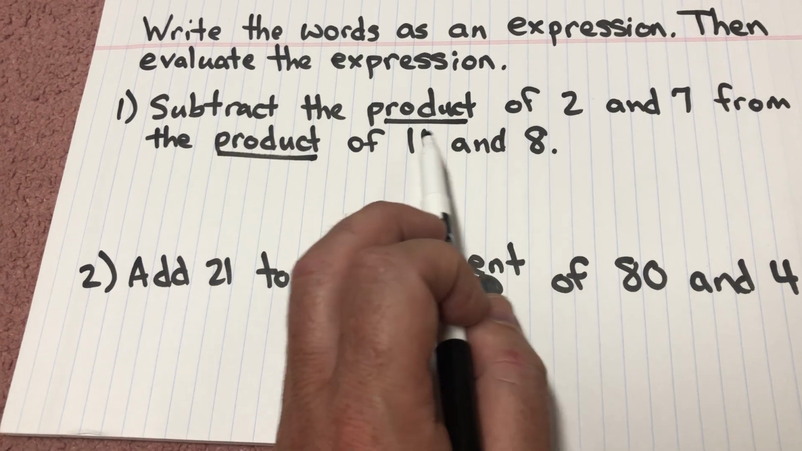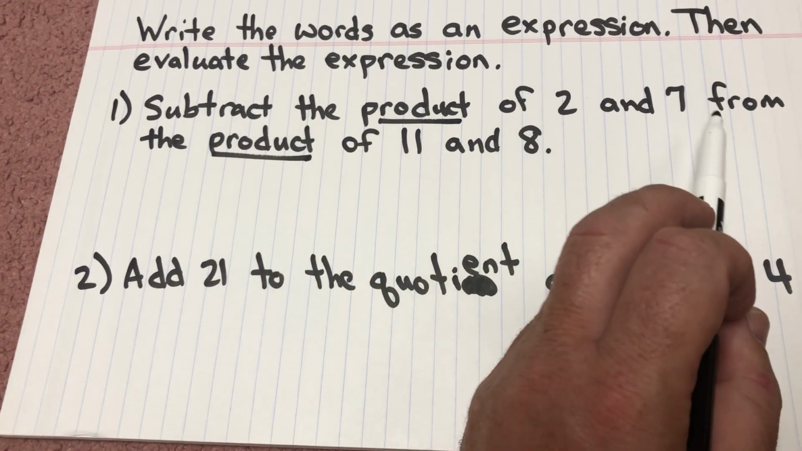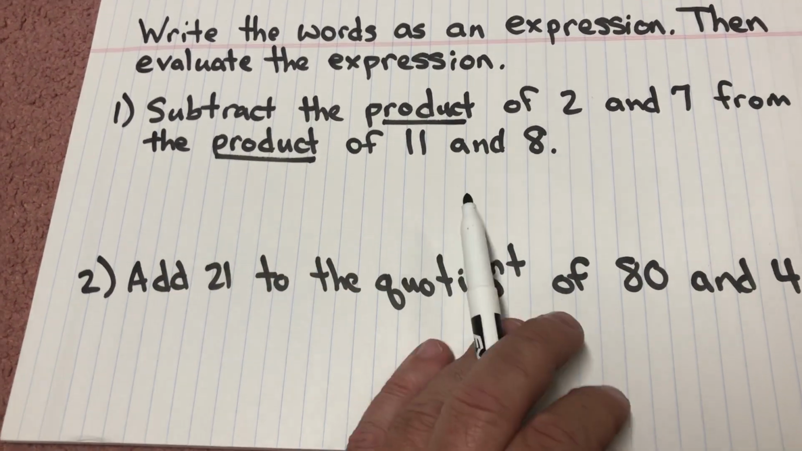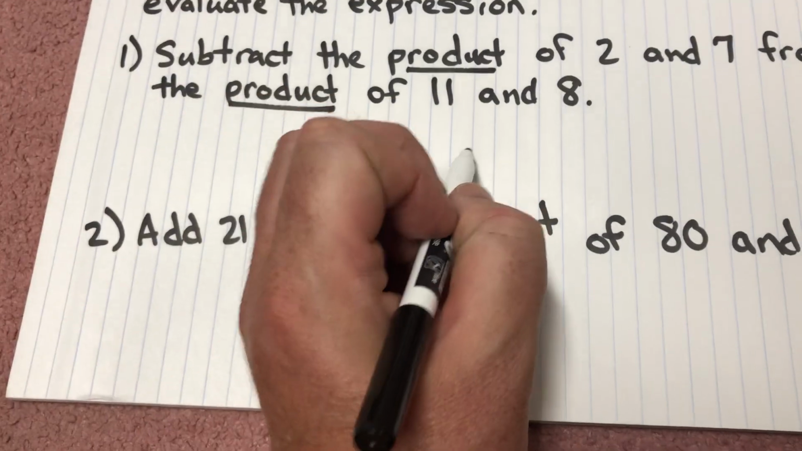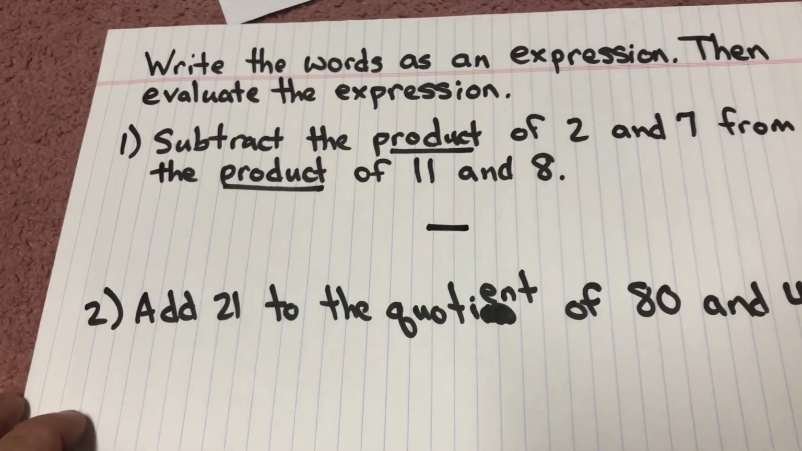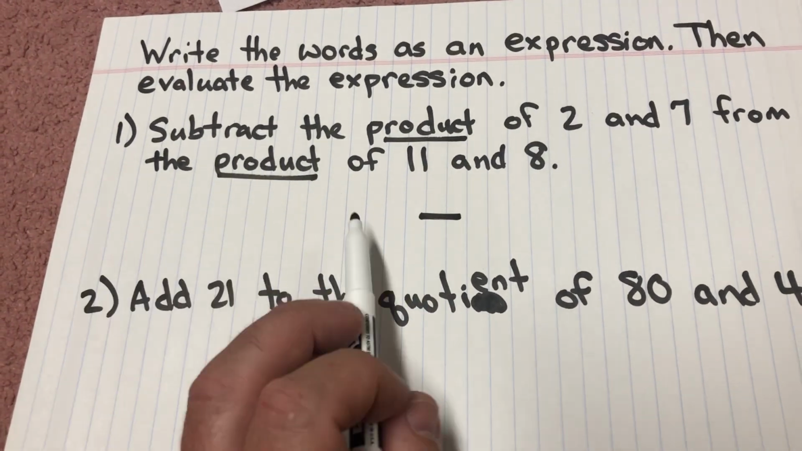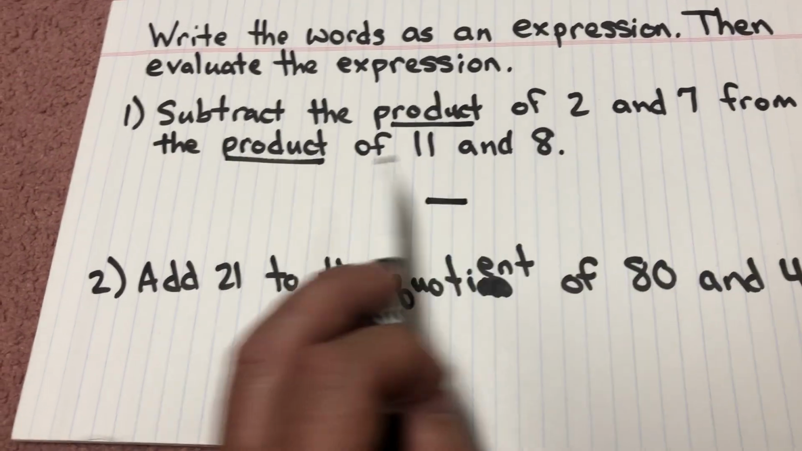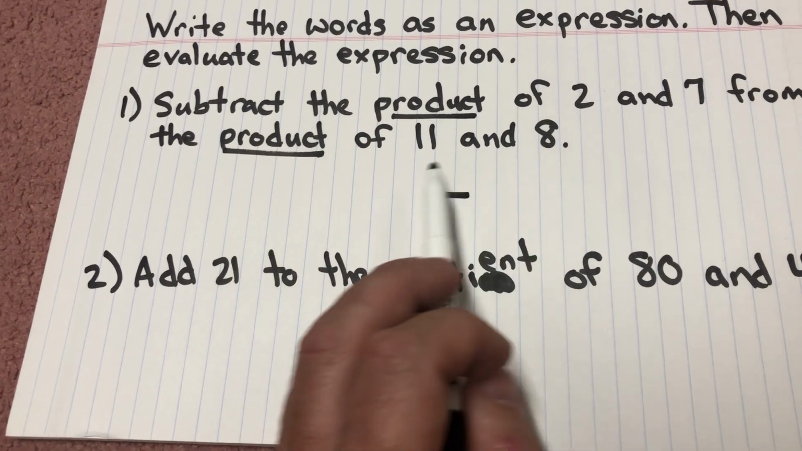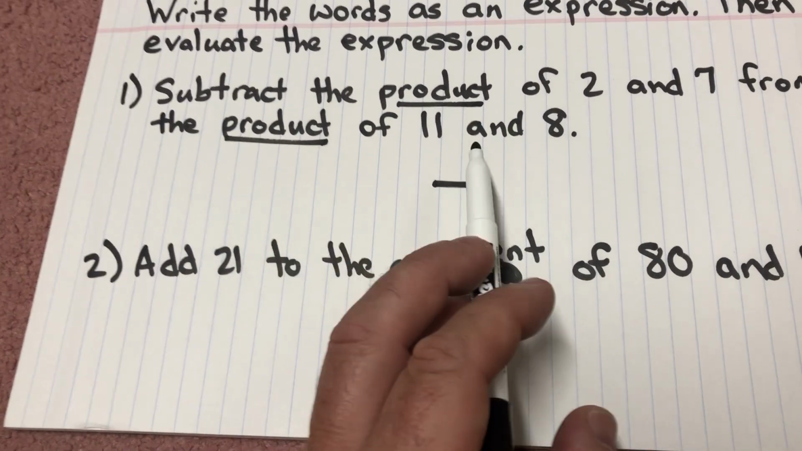So the product of 2 and 7 is being subtracted from the product of 11 and 8. So first of all, I know I have a subtraction problem, okay? I know that because it says subtract. I'm subtracting from the product of 11 and 8. That means I'm multiplying 11 and 8.